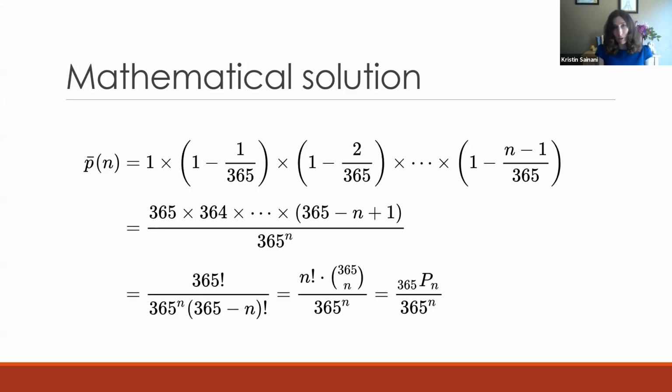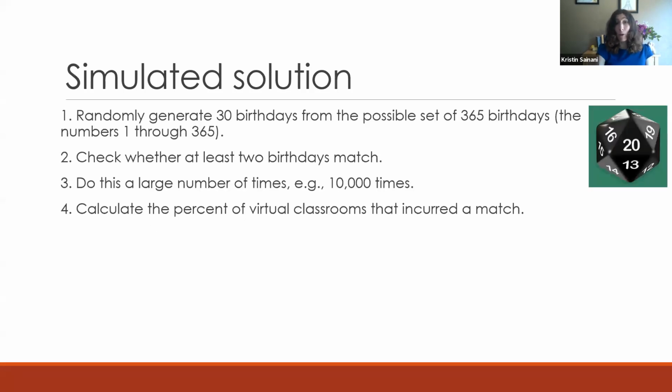When I teach my intro stats course, I don't focus on the mathematical solution. What I do is focus on having my students write a simulation to solve this problem. So let me walk you through how the simulation works. In the simulation, you have the computer randomly generate 30 birthdays from the possible set of 365 birthdays. I'm skipping leap year, sorry if you were born on February 29th.